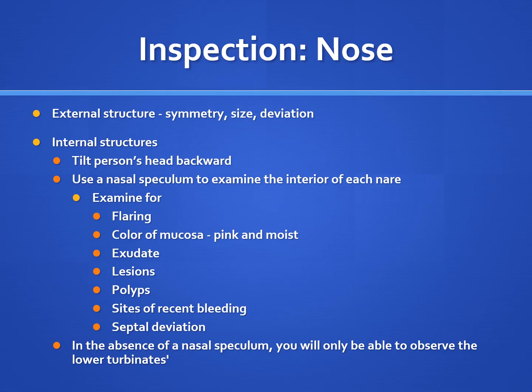Polyps, these look like pale grape-like growths, and they can be associated with chronic allergies or asthma. And then bleeding, we're looking for sites of recent bleeding, very common with epistaxis. Septal deviation, the septum should be relatively midline, and deviation can cause obviously difficulty breathing or chronic congestion.